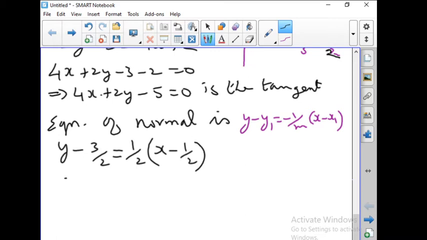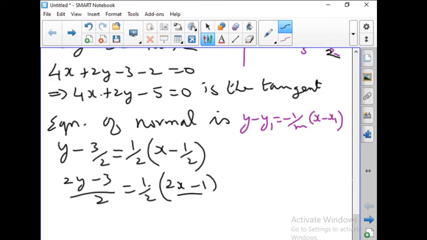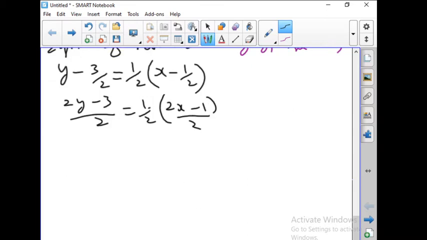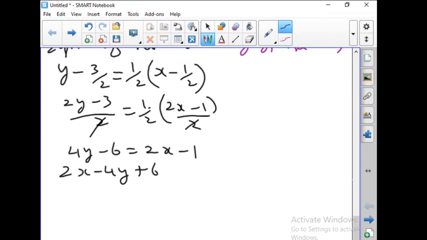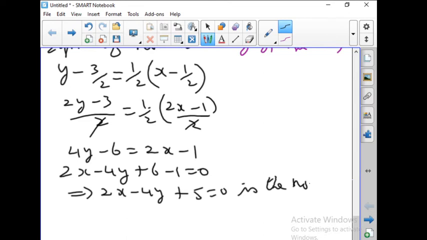So again taking LCM, 2y minus 3 by 2 is equal to 1 by 2 into 2x minus 1 by 2. So the 2s will get cancelled. Cross multiplying, 2 into 2y minus 3, so 4y minus 6 is equal to 2x minus 1. Left hand side take to the other side. 2x minus 4y plus 6 minus 1 is equal to 0, which gives us 2x minus 4y plus 5 is equal to 0 is the normal.